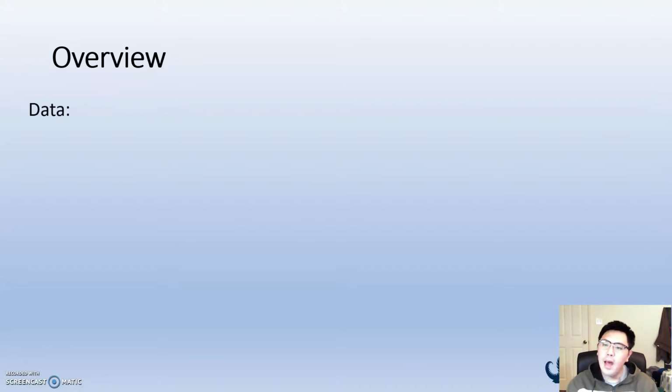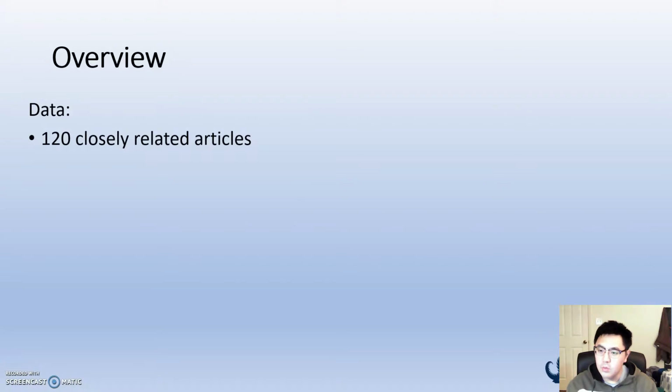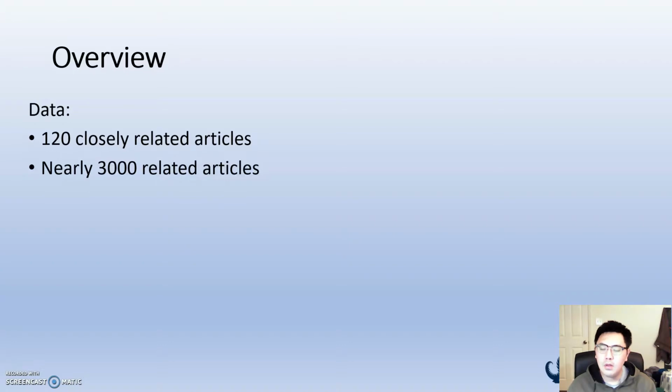So basically we have a group of data. First one is the 120 closely related articles that talk about the company location criteria, basically those elements that companies need to consider while they are planning to open. And then we have another 3,000 related articles to this company location criteria. But we know that these 3,000 articles are not as closely related as those 120. So we can treat the 120 as a training data set and the 3,000 as the testing data set for this project.